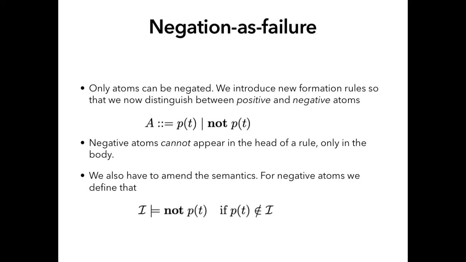That's important. And also we have to do something about the semantics, because now we've extended the syntax. We have to extend the semantics as well. So now we have to deal with nots. When is not P of t the case under an interpretation? It's the case if P of t is not an atom in the interpretation. So saying that P of t does not hold is the same as saying that we could not conclude P of t according to our interpretation.